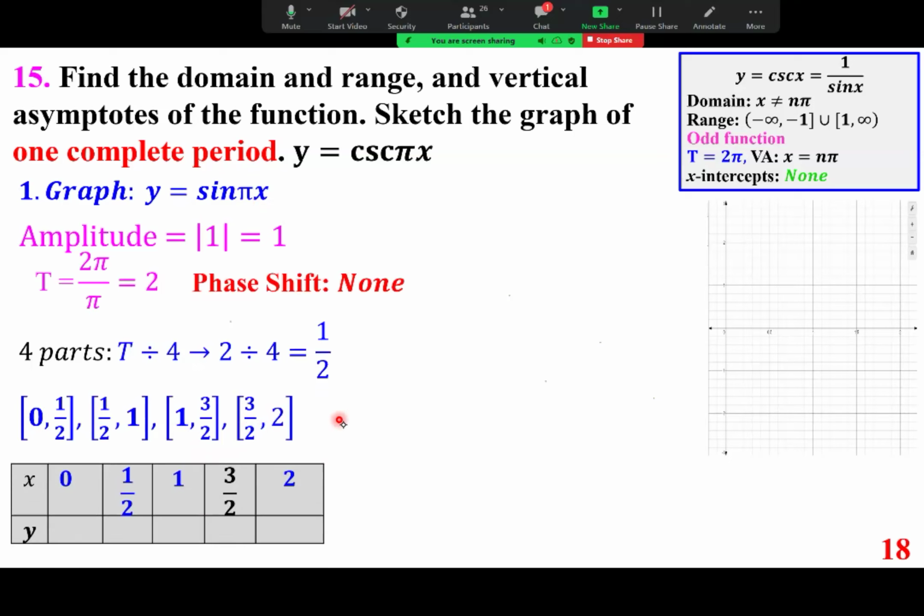So we want to evaluate this. So plug in 0, sine of 0 is 0. Plug in 1/2, sine of pi over 2 is 1. Plug in 1, sine of pi is 0. 3/2, sine of 3 pi over 2 is negative 1, and 2, sine of 2 pi is 0. So it's easy to see those numbers. So we are going to graph the intercepts first at 0, 0; 1, 0; 2, 0.